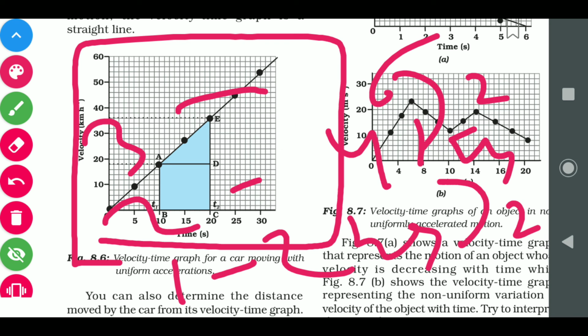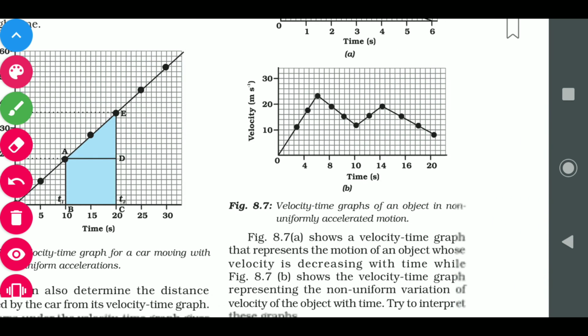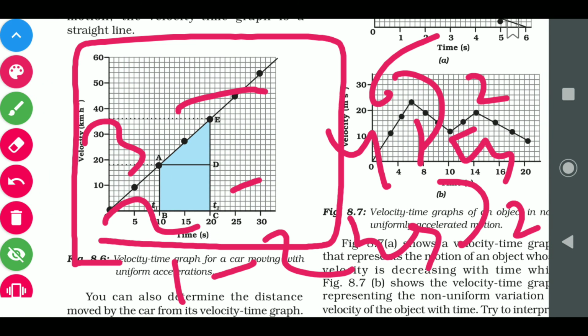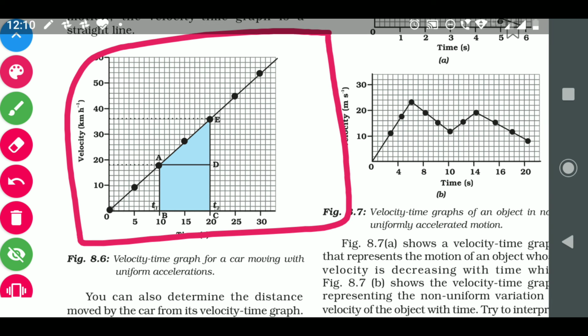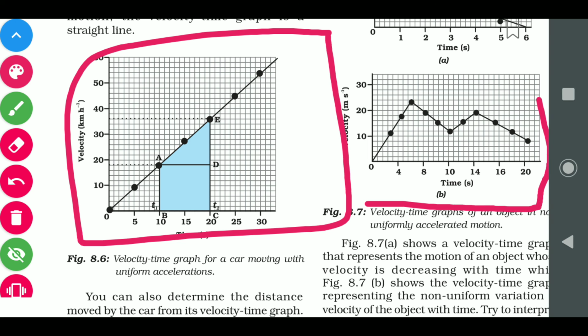If a body is in uniformly accelerated motion, this is how you represent its graph. If a body is in non-uniform, non-accelerated motion, this is the graph.